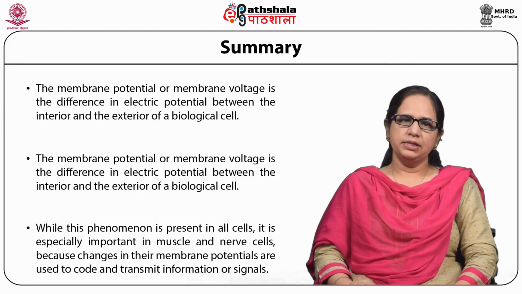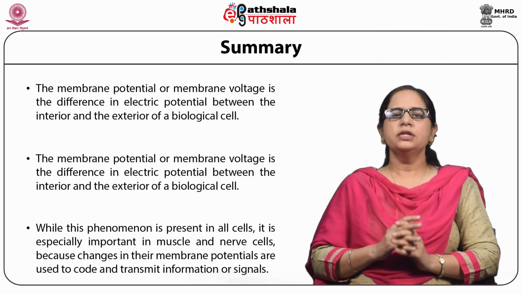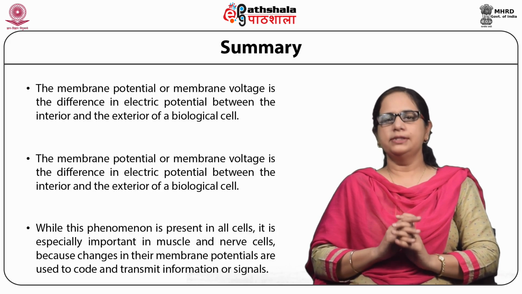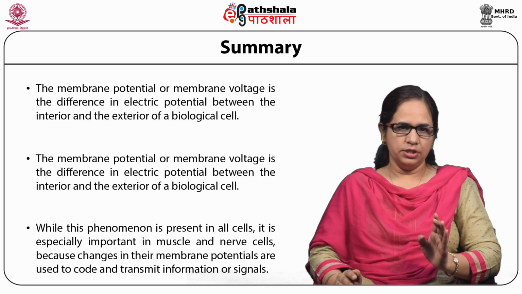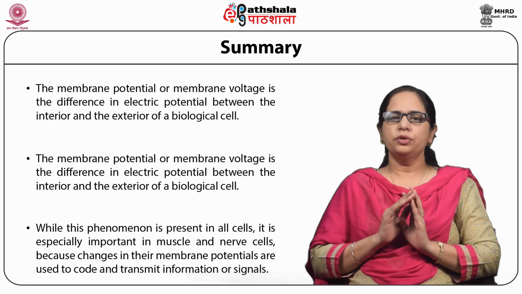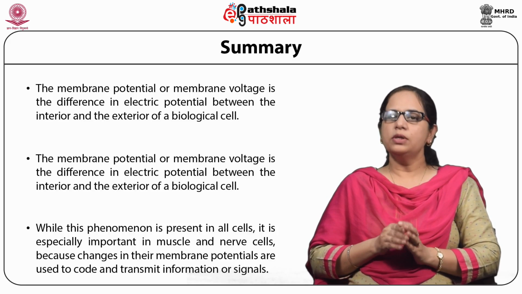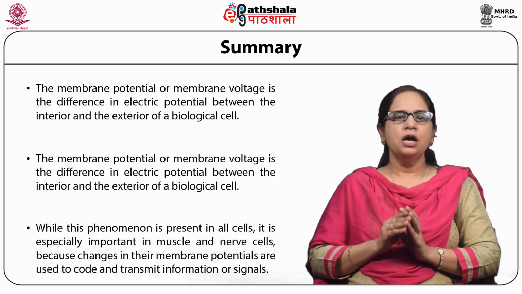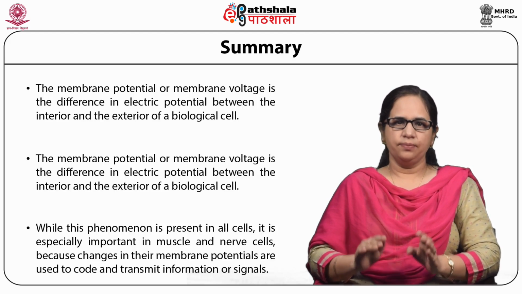Summary. So in summary, we can say that the membrane potential or membrane voltage is the difference in electrical potential between the interior and the exterior of a biological cell. This membrane potential is due to difference in the concentration and permeability of sodium and potassium on either side of the membrane. While this phenomenon is present in all cells, it is especially important in muscle and nerve cells because changes in their membrane potentials are used to code and transmit information or signals.